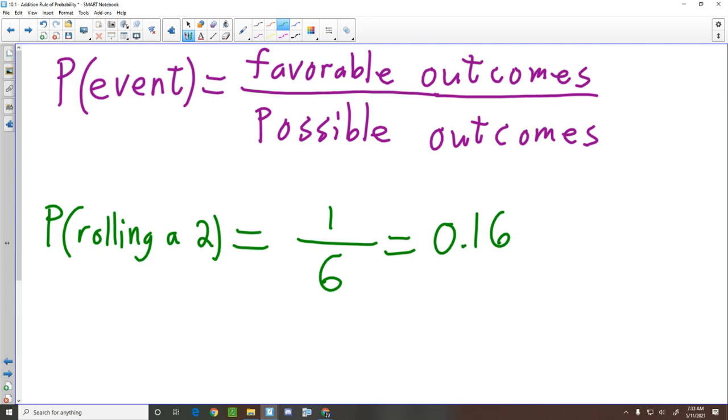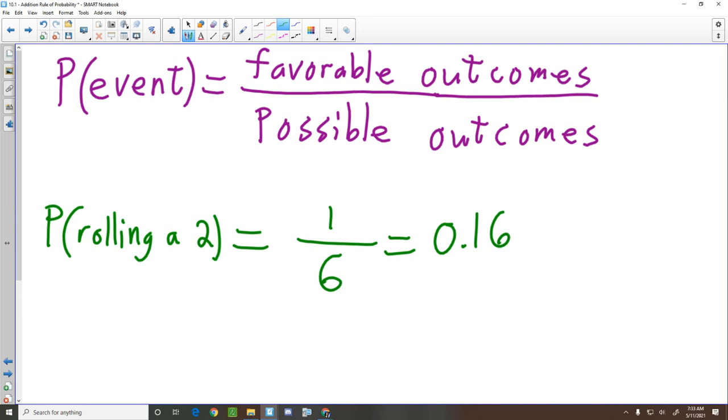So your probability is 0.16. Now, it's important to note that your probabilities are going to be decimals. What's the smallest possible number you could get for a probability? Go ahead. 0.01? Think you could have less than that? Could you have a probability of even 0?